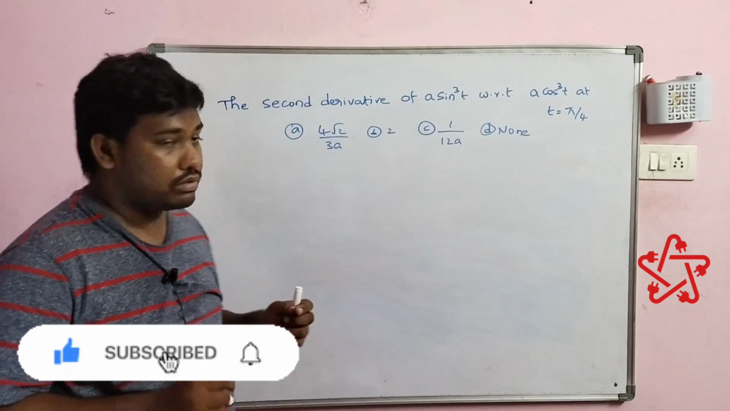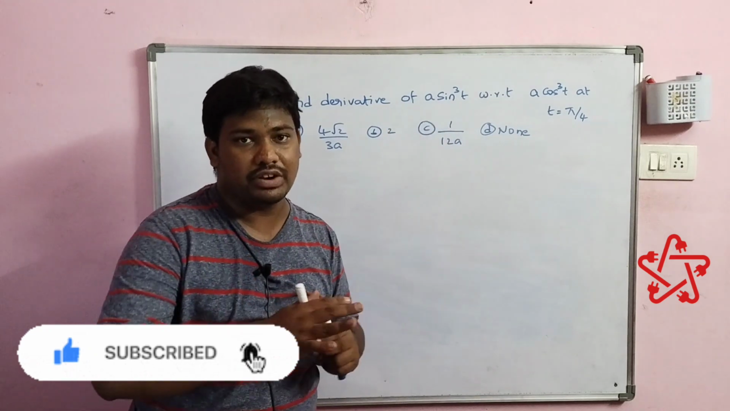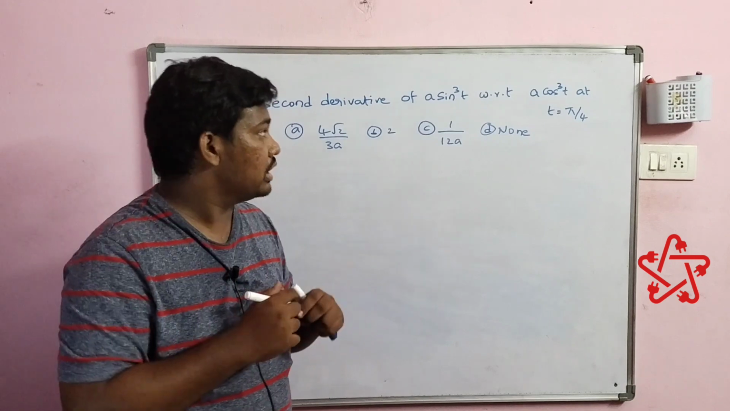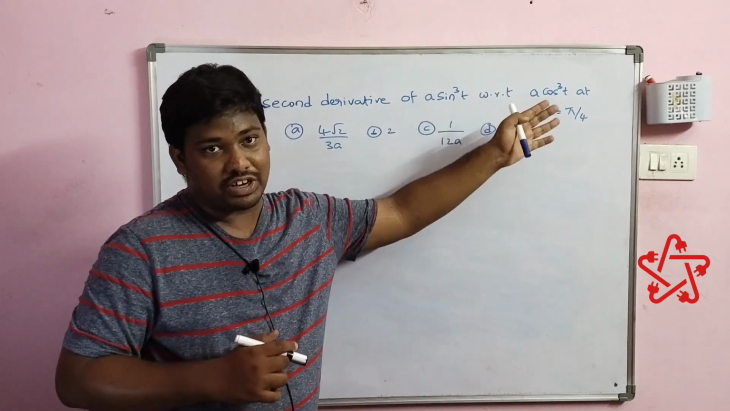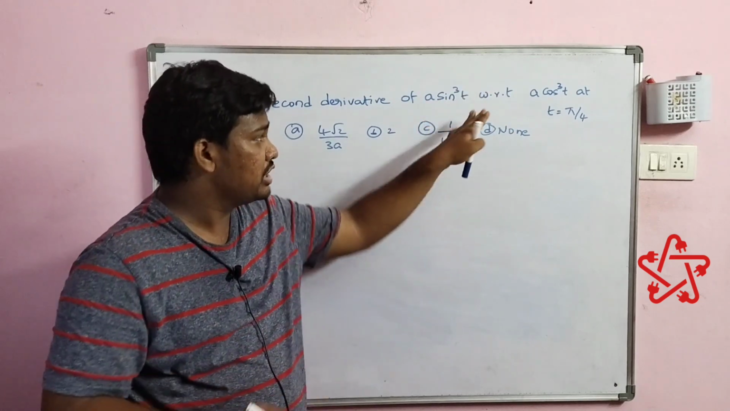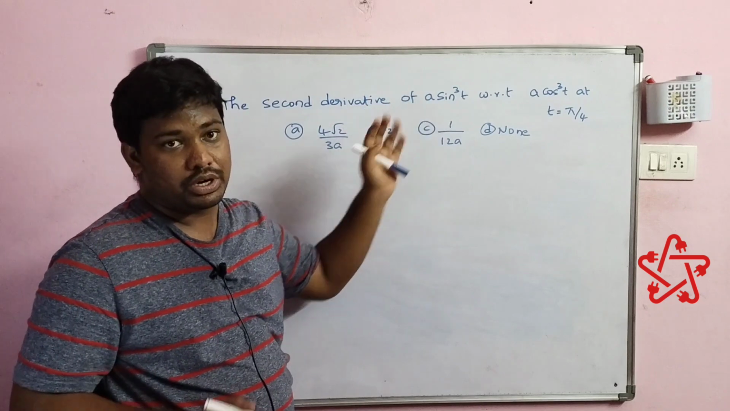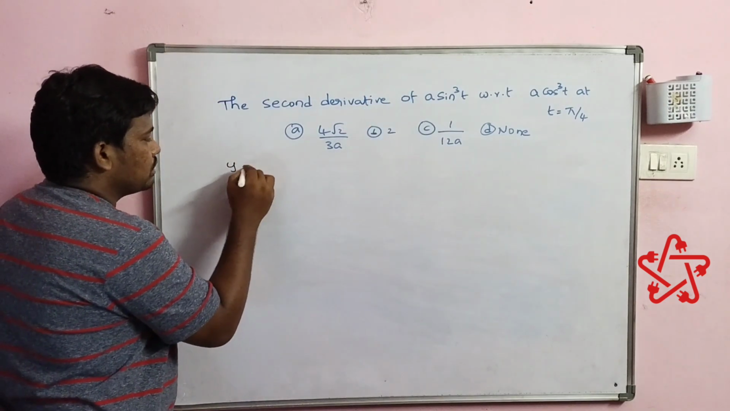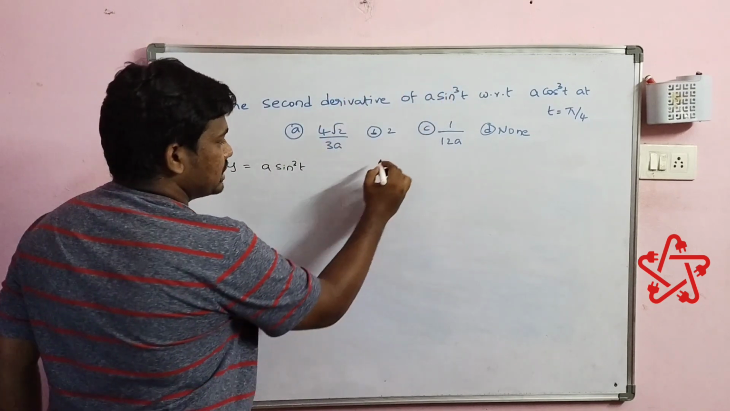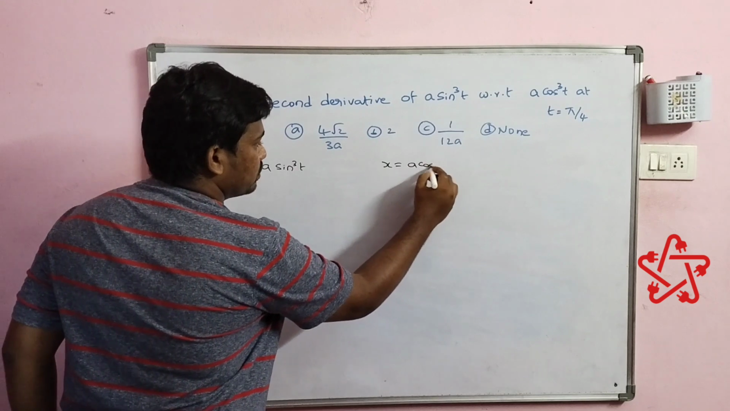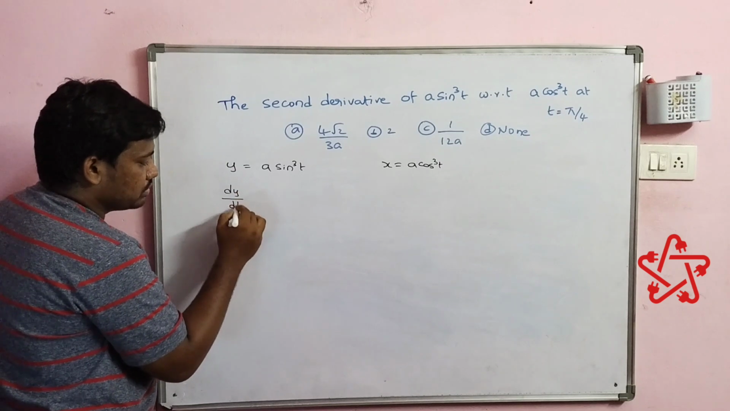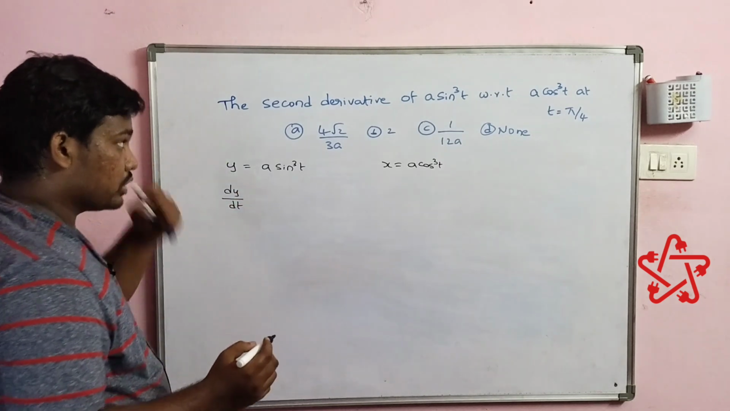For solving any problem of this kind, differentiation of a function with respect to another function, there will be two functions given, right? Take the first function, the one before "with respect to", and simply take that as y, which is a sine cube t. And take the other term as x equal to a cos cube t. Now differentiate with respect to t.